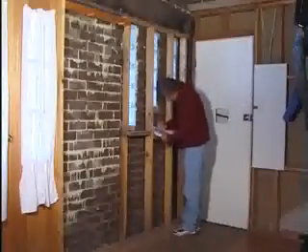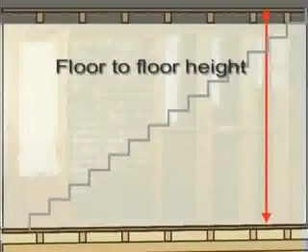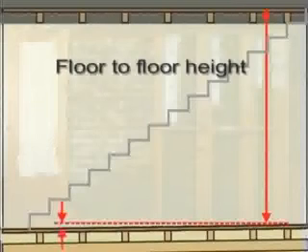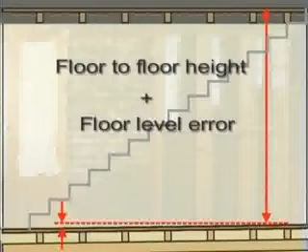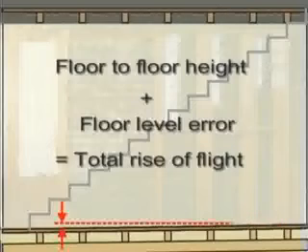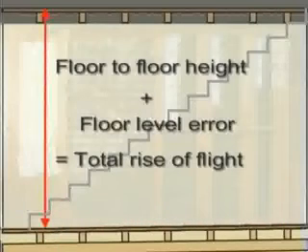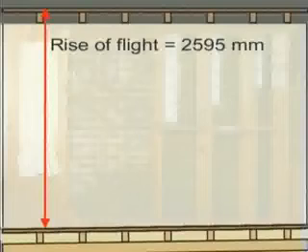The rise and going of the flight can now be determined. The floor-to-floor height has been established. On this job, the stairs will rest on the low part of the floor. Therefore, the floor level error will need to be added to the floor-to-floor height. This gives the total rise of the flight. The rise of the flight on this job is 2595 millimetres.